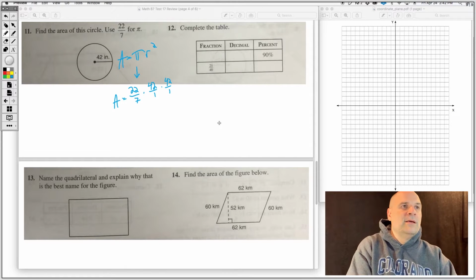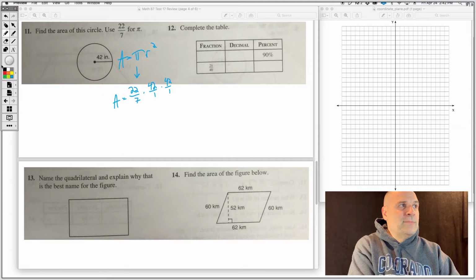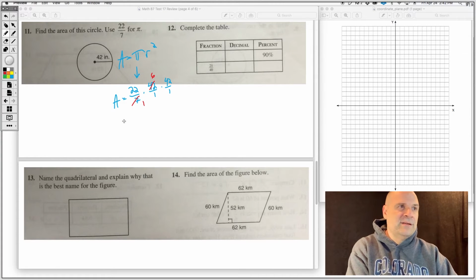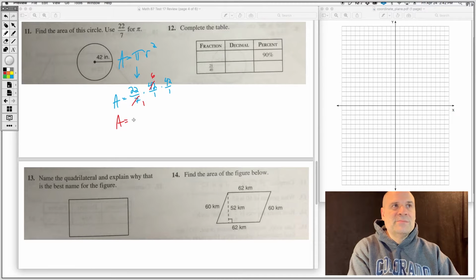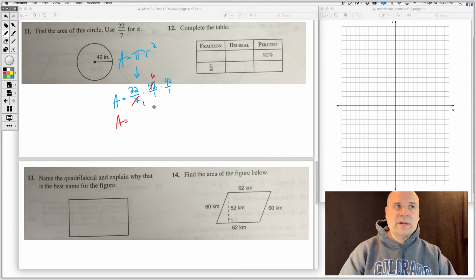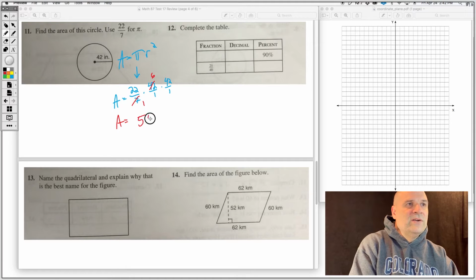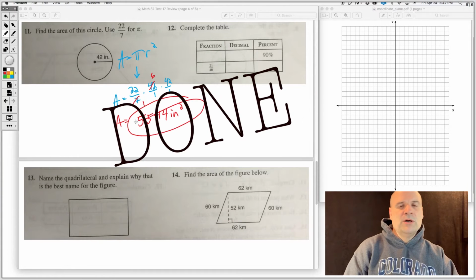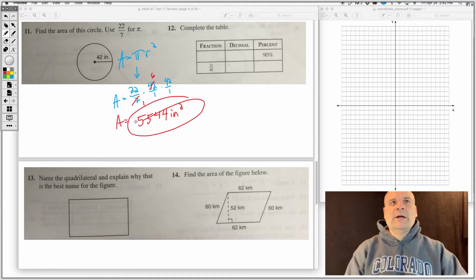That works. Okay. So look what happens when we use 22/7. We can cancel that 7 with that 42, and at least get one of those 42s out of there. So then we're left with 22 times 6 times 42 all over 1. And that's not bad, right? So let's do that math. What's 22 times 6 times 42? We get 5,544, and it's square inches. Boom. Cool.